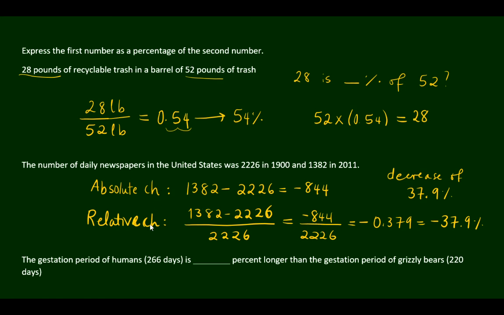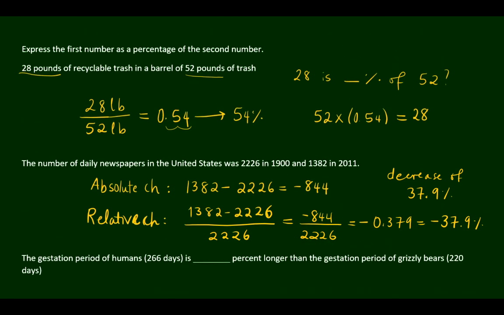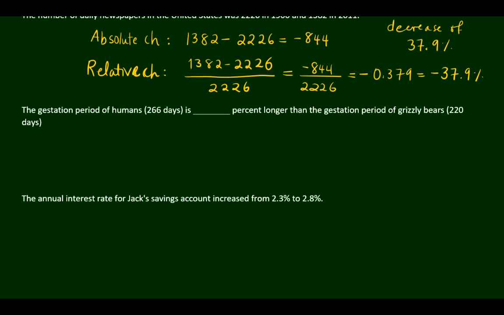The absolute change and relative change both can be negative. They can be positive if there's an increase. But in this example, we see a decrease, so it's negative. Now, we'll keep this one. Let's go down to the next example.